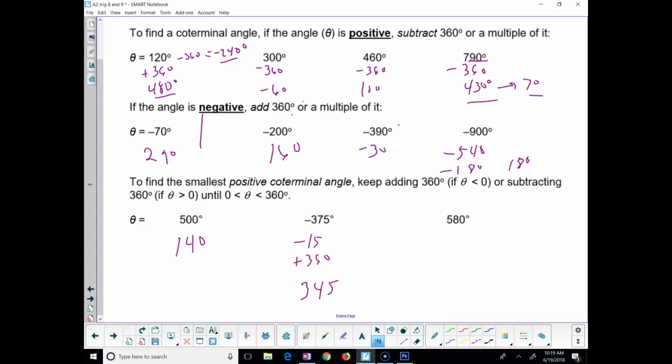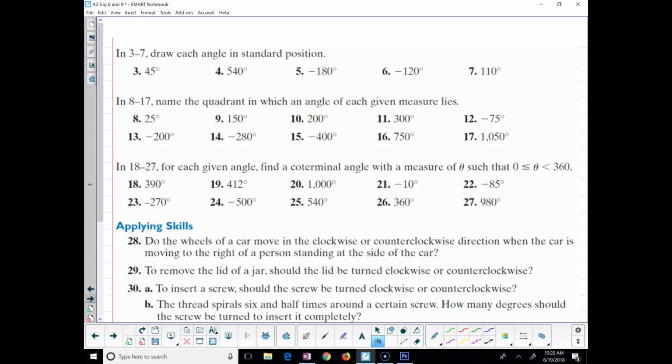And 580, if we subtract 360 from it, you're going to get 220. My 2's don't like to come out on this for some reason. And 580 minus 360 is 220. That, by the way, is quadrant 3. So you can see we're just making angles, and our goal is to get them as simple as possible and see where they end up.